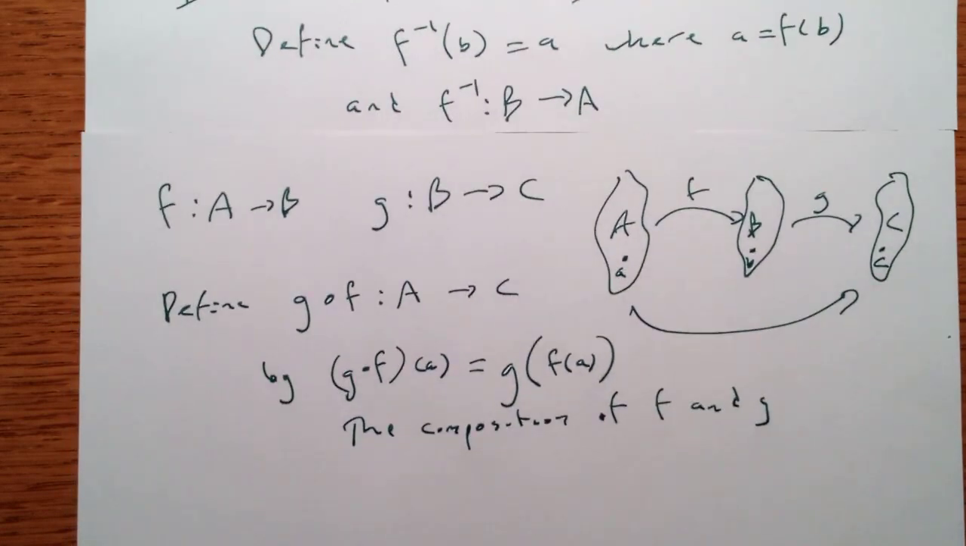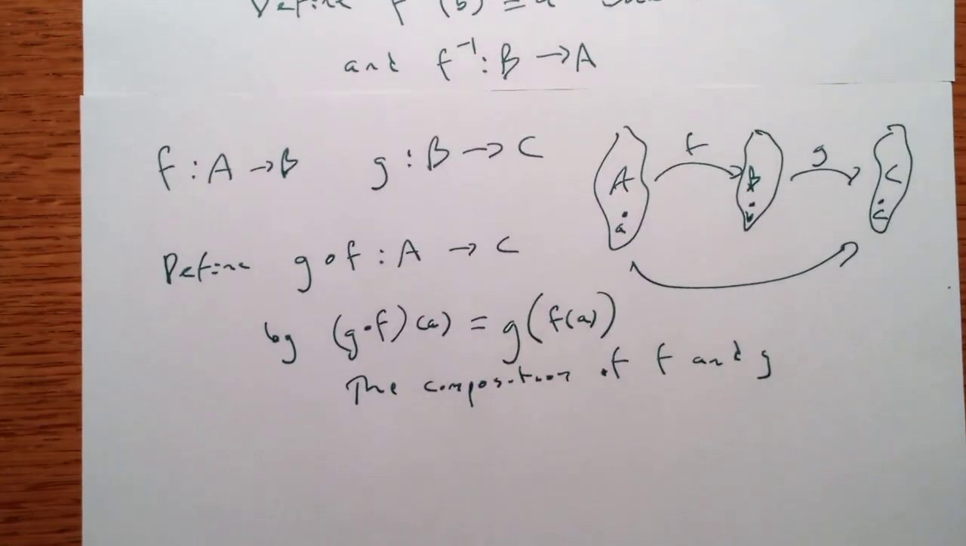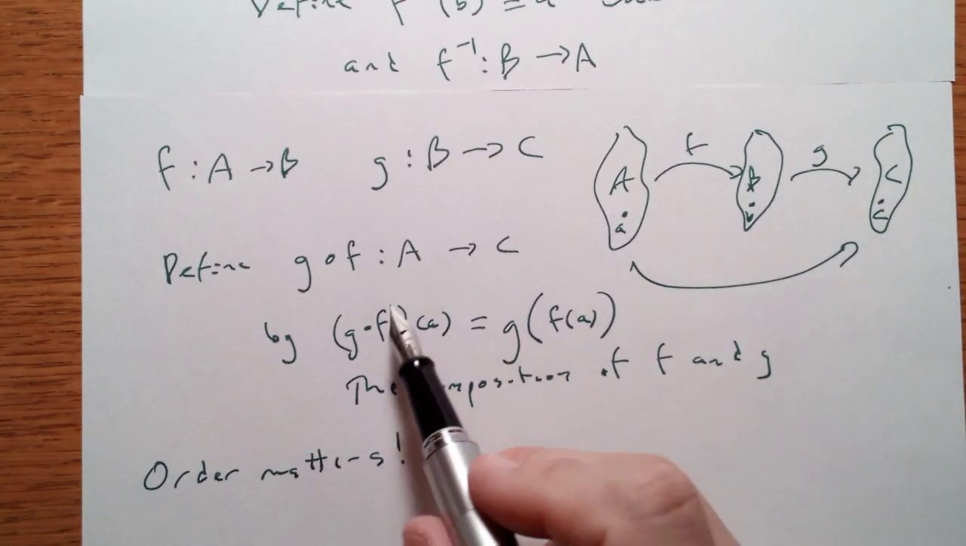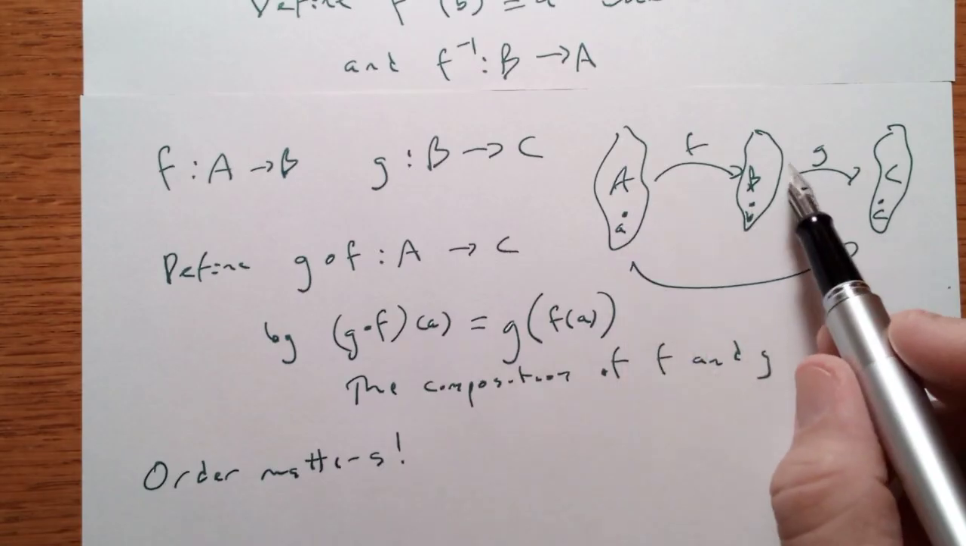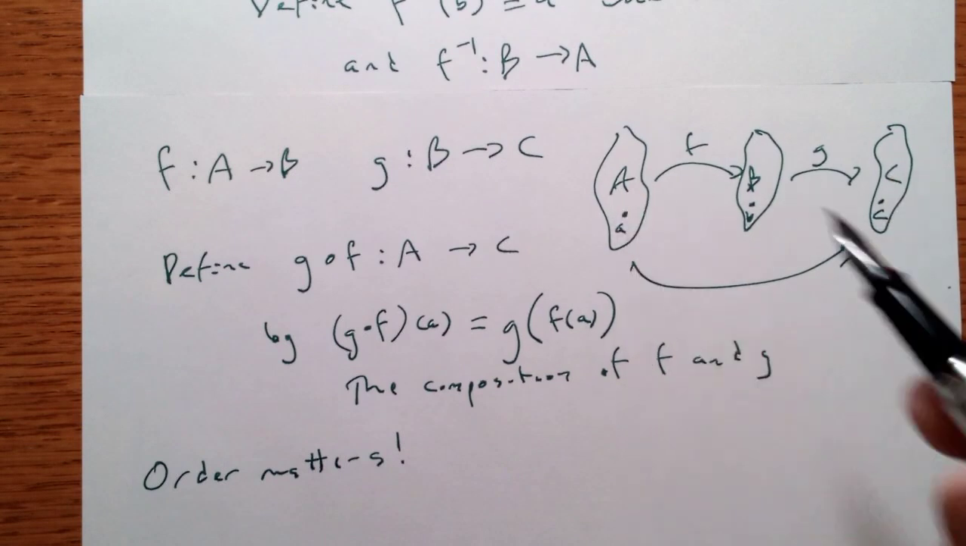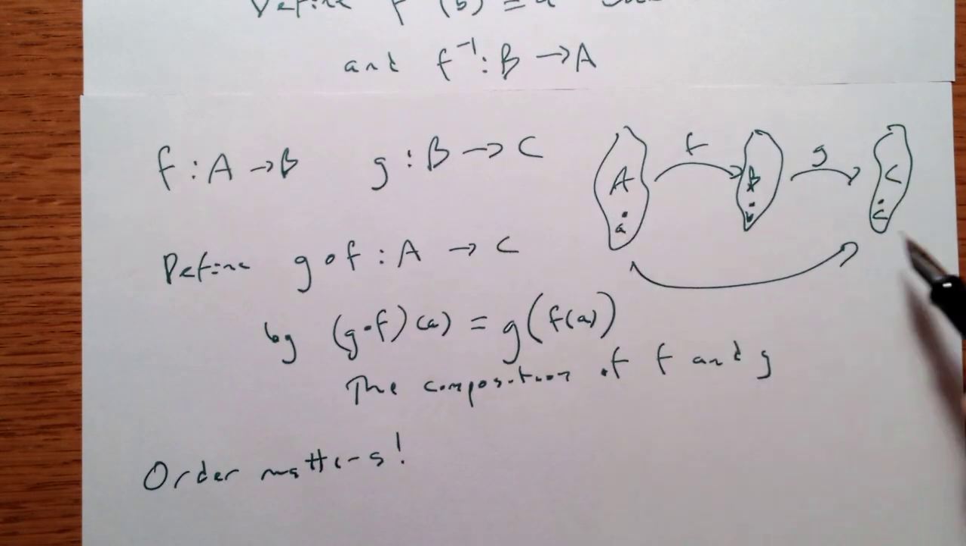Now, I've written the composition of F and G. Technically, it is the composition of G and F. This is not a symmetric relationship. It should be G of F. The order is important. Why is the order important? Well, because if I try to do F of G, G goes from B to C. F doesn't start in C. I can't go from here. So I have to make sure I'm going in the right direction.